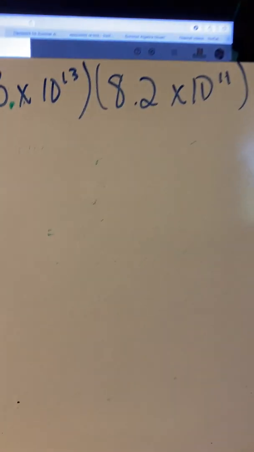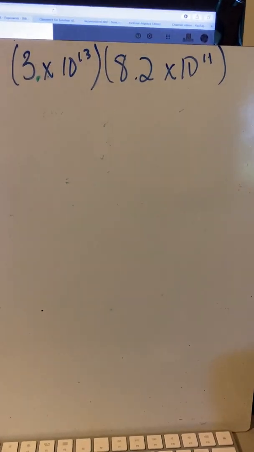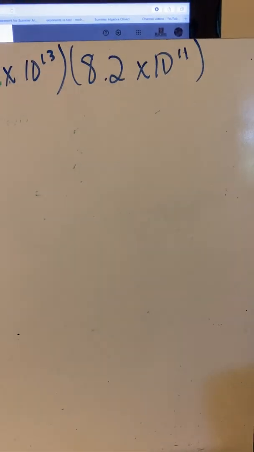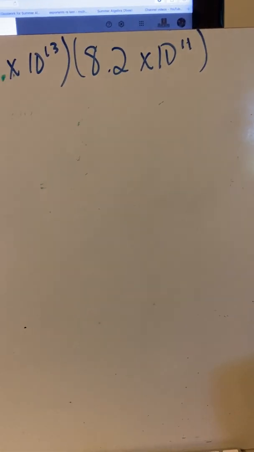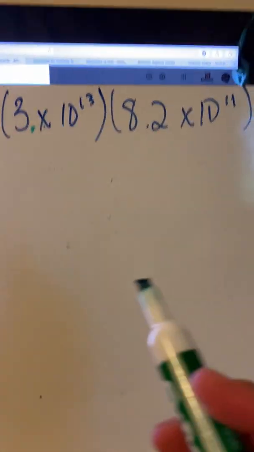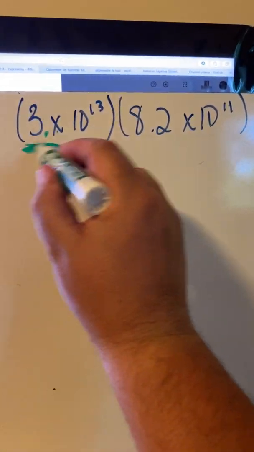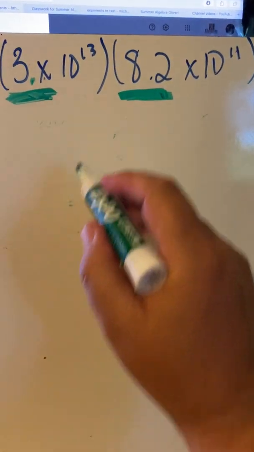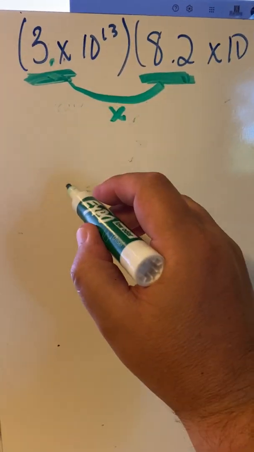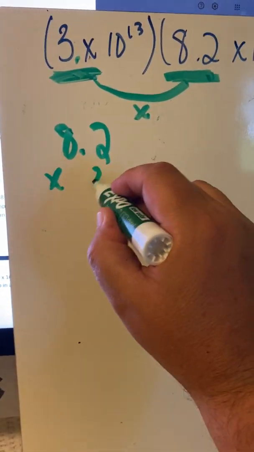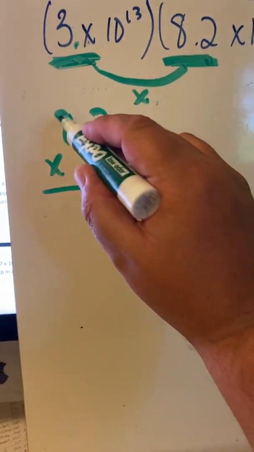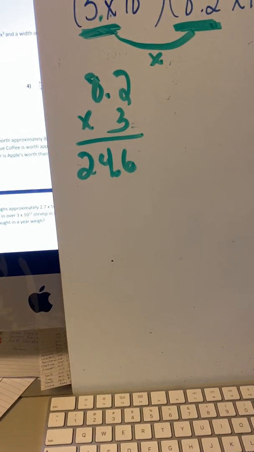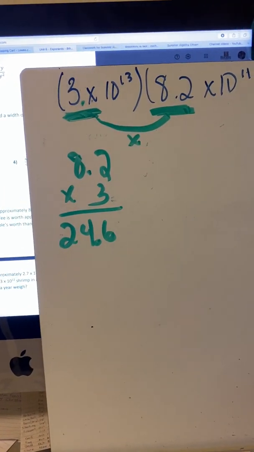Now, when they take scientific notation and you're actually doing work with it, like in this case, I'm taking 3 times 10 to the 13th times 8.2 times 10 to the 11th. I have this in the other video. With this type of problem, all you're doing is taking the number out in front, 3, and the number out in front, 8.2, and you're multiplying them, okay? 8.2 times 3. 3 times 2 is 6. 3 times 8 is 24. The decimal point goes there. 24.6. You multiply the big numbers out in front.